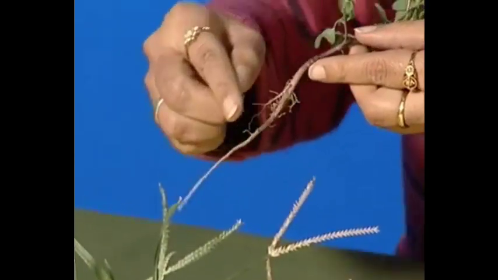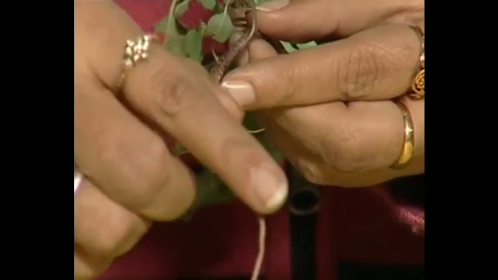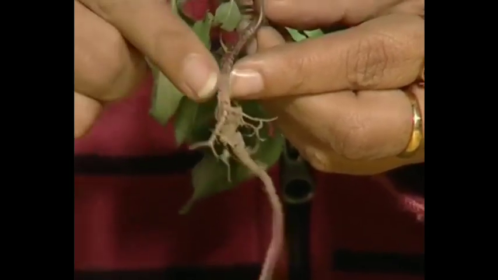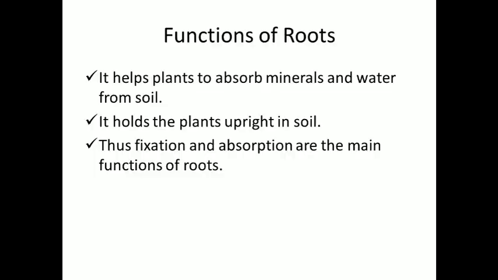See, one main root comes out, from which side roots come out. The main root and the side roots, this type of root system is called the taproot system. Okay, now let us discuss the functions of the roots.